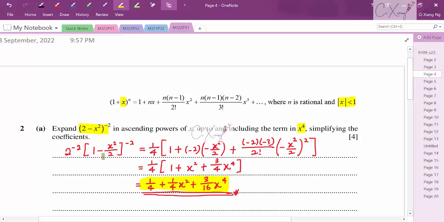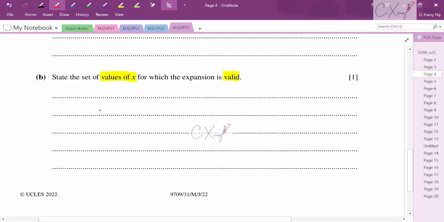If we apply it to our expansion here, you can have a look at the original bracket. Generally we are having modulus x squared smaller than 2. So to write the valid value for x in this question, we should have modulus x squared smaller than 2, and we can further simplify it where it will become modulus x smaller than square root 2. Of course, we ignore the negative sign when we take the square root in this case, because modulus always takes a positive value. Alright, so this is the valid value for x for this expansion.